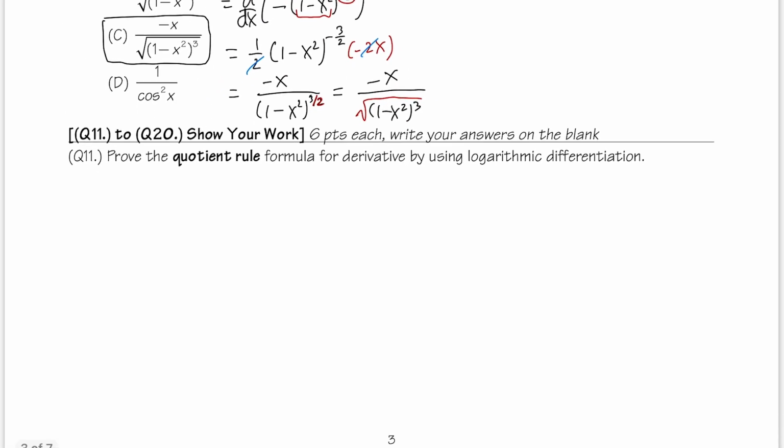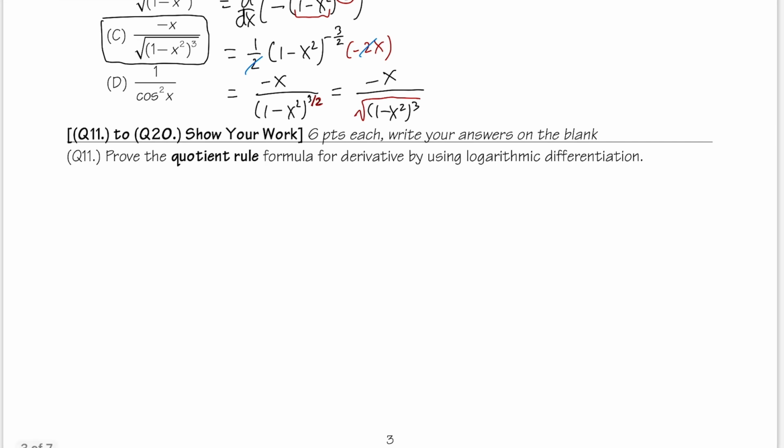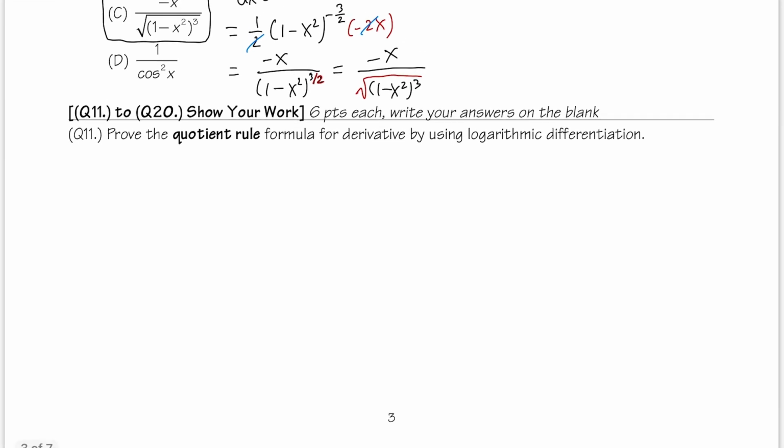All right, show work questions. Number 11. We are going to prove the quotient rule for the derivative by using logarithmic differentiation, and this is how you need to do it. So I should technically write this: let f and g be functions of x. And I'm not going to be too picky in terms of the details. So right here, I will just say, assume both of them are positive, so that when you take the natural log of f or natural log of g, it will work.